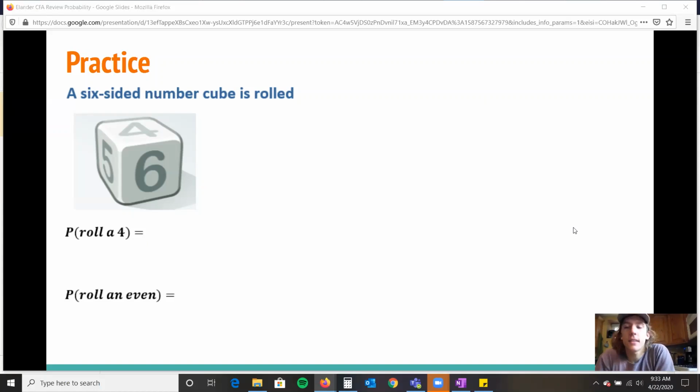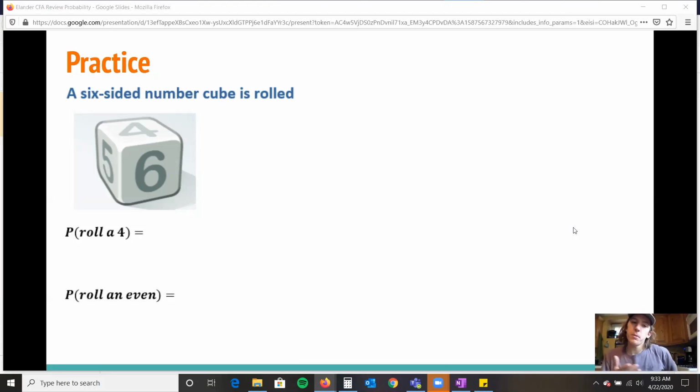All right, and let's see. So we've got a 6-sided die, right? It can be a 1, 2, 3, 4, 5, or 6. And if we're looking at the probability of rolling an even, so 1, 2, 3, 4, 5, 6, that's 3 out of 6 total, right? So we would say, what's the probability of rolling an even? It's going to be 3/6, right? Or 1/2 is going to be the probability.